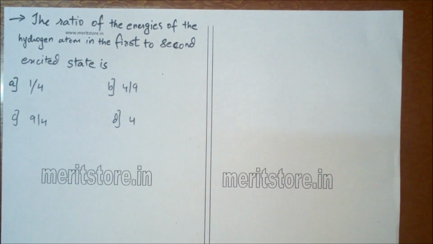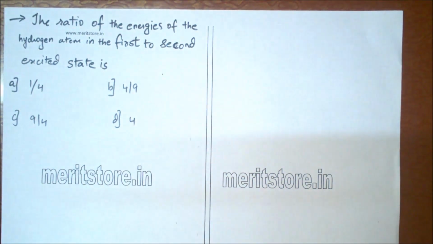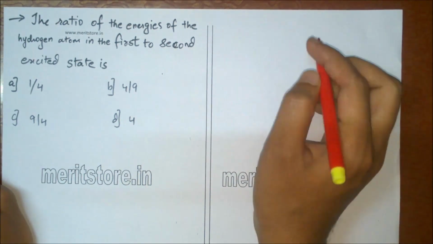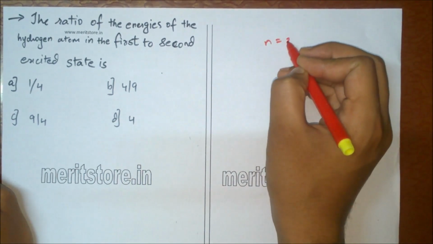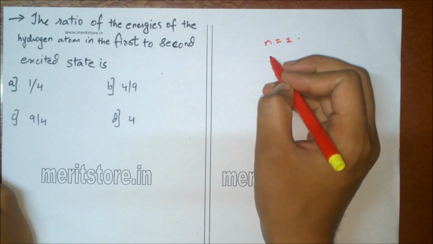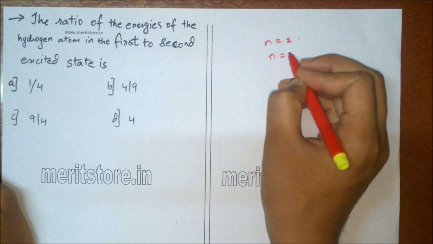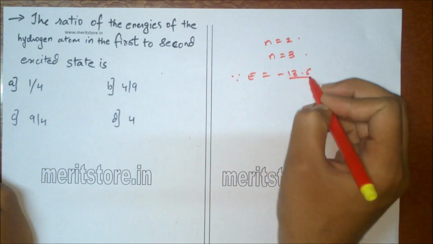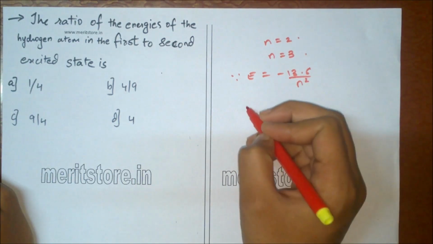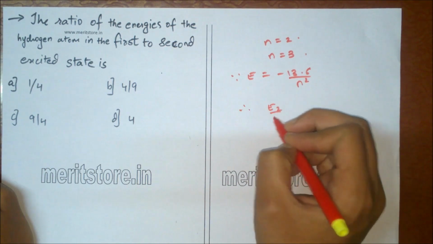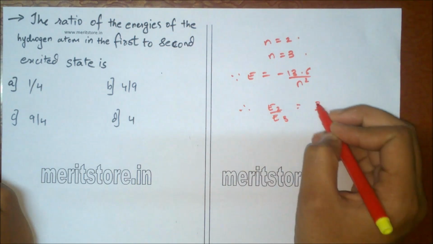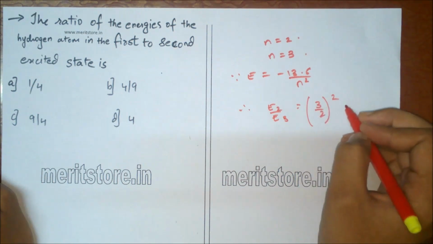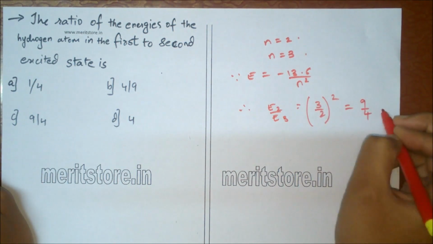The ratio of energies of hydrogen atom in the first to second excited state is A 1 by 4, B 4 by 9, C 9 by 4, D 4. First excited state, that is second orbit, n is equal to 2. Second excited state, which is third orbit, where n is equal to 3. Since energy is equal to minus 13.6 upon n square, therefore the ratio E2 upon E3 will be 3 by 2 the whole square, and it is inversely proportional to n square. 9 by 4 is the correct answer.